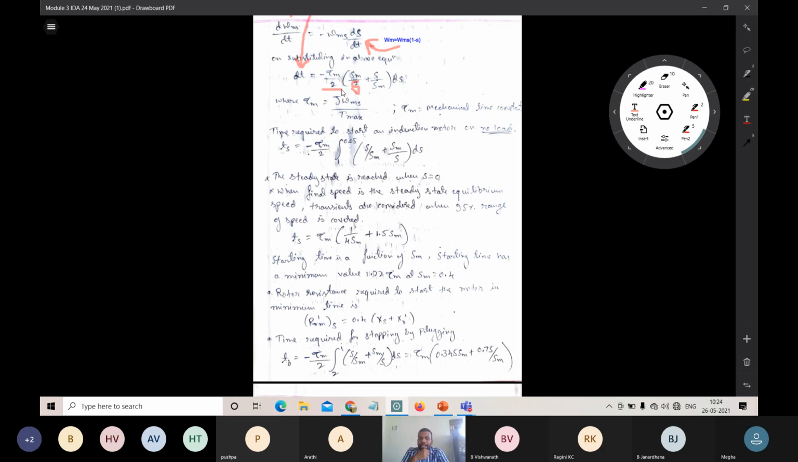Because it is considered for 95% of loading. So when we are going to consider the 95% range of speed, we have to take the slip from 1 to 0.05. So then what happens? Then S by Sm plus Sm by S, same thing, S by Sm plus Sm by S into ds.